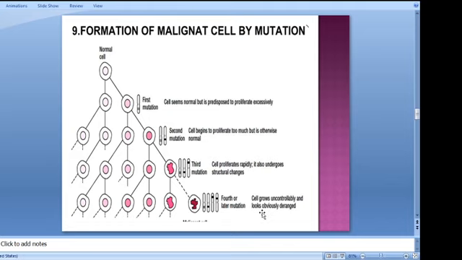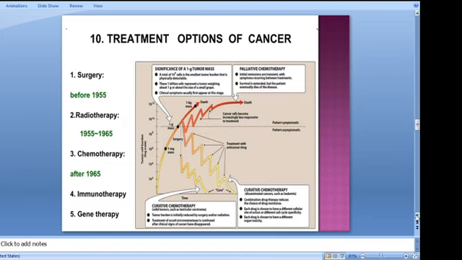Obviously degenerated. Okay, so that is a malignant formation. This is the way mutation is happening in our body.